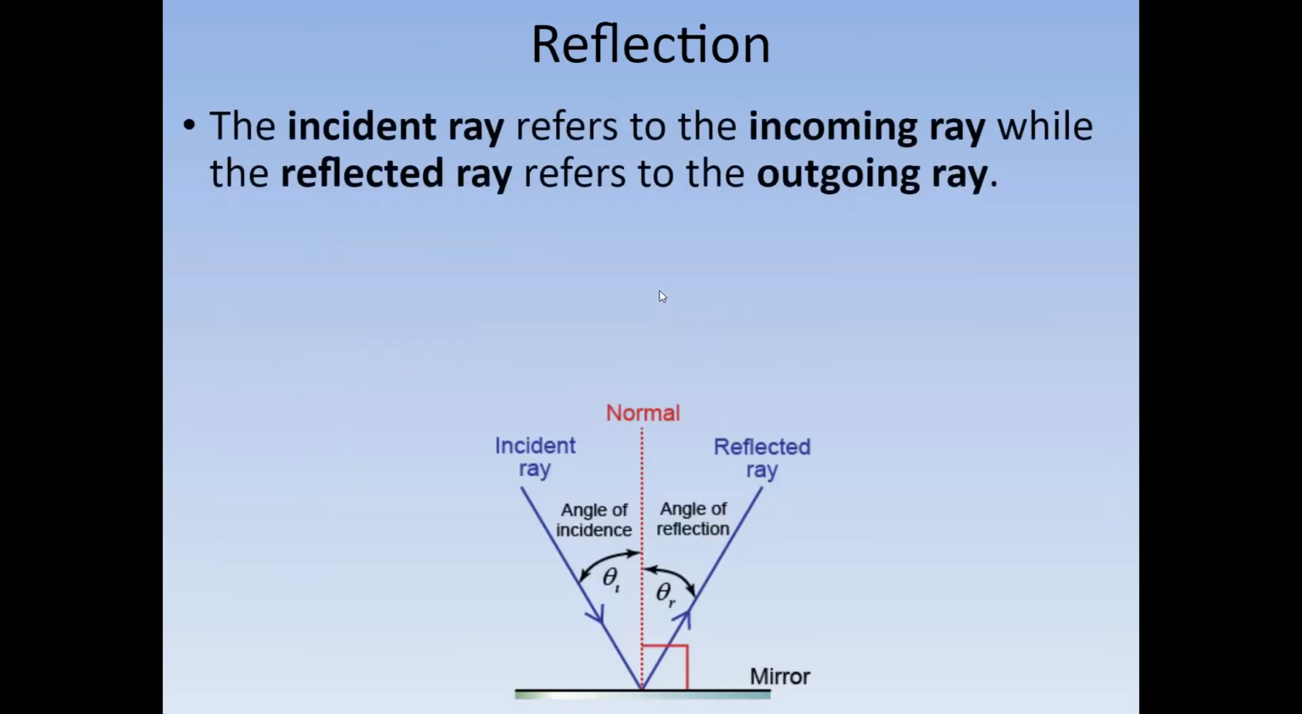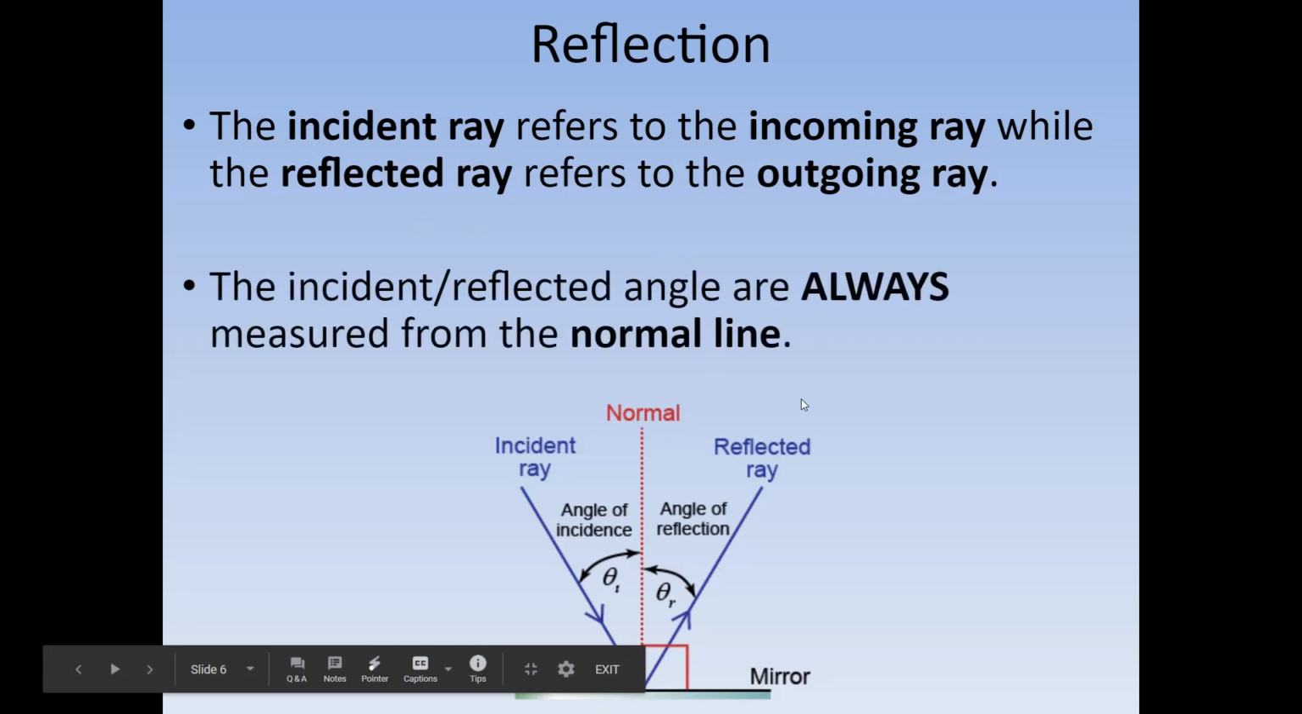Now a little bit more on reflection. So you should have learned this in the POGIL. We have two different rays, incident ray and reflected ray. Incident is what's coming in, incoming, and reflected ray is what's bouncing off. We have angles called the incident and the reflected angle.